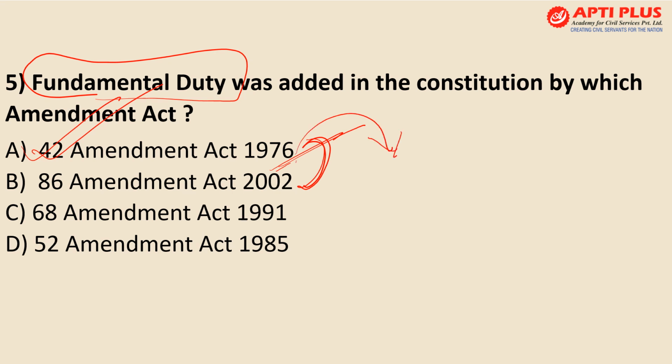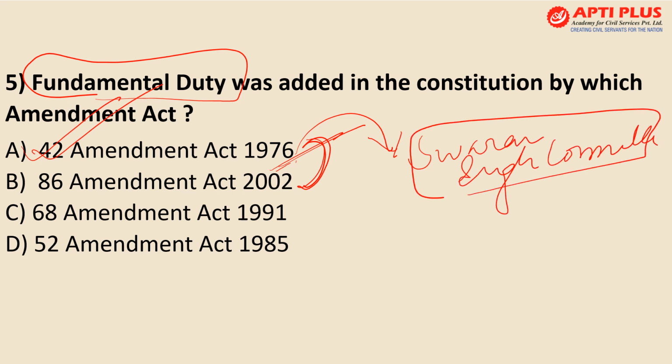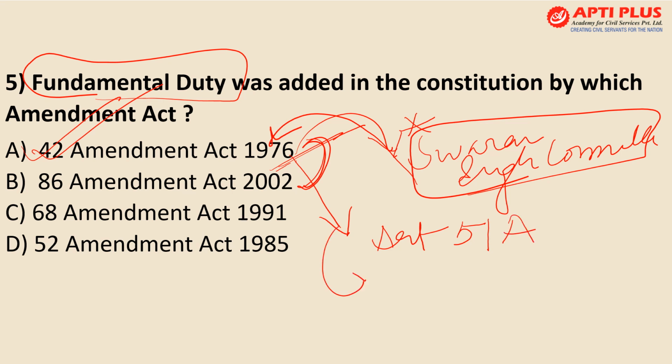This act was brought in on the recommendation of the Swaran Singh Committee's report. So we should also remember that the Swaran Singh Committee report is very important, जिसके बेसिस पे 42nd Amendment Act लाया गया था इंदिरा गांधी एरा के टाइम पे. And this act included two provisions. One is Article 51A and the other is Part 4A in the Indian Constitution.